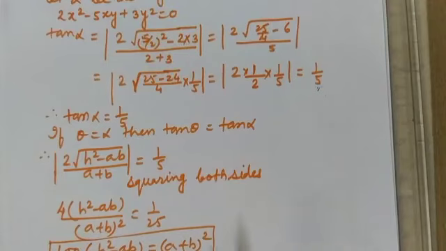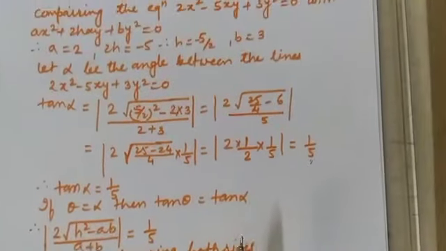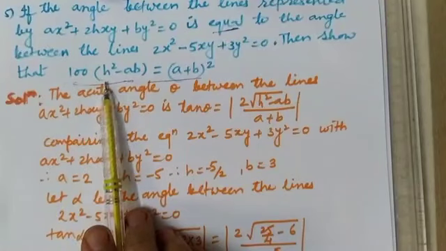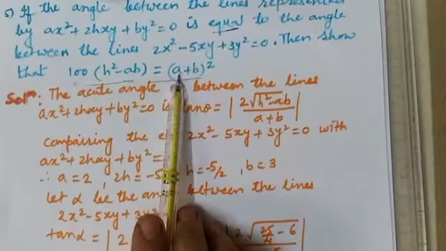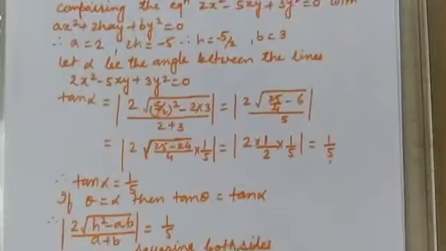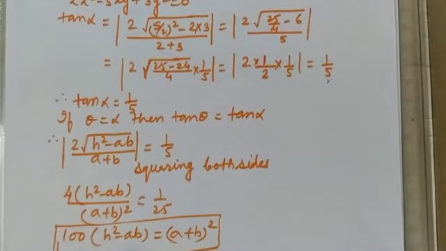What we wanted to show is 100 into h square. See, what was the question asked to us? Show that 100 into h square minus ab is equal to a plus b whole square. We wanted to show this, and we got to the same conclusion, that is 100 into h square minus ab is equal to a plus b whole square. So this is one of the important problems.